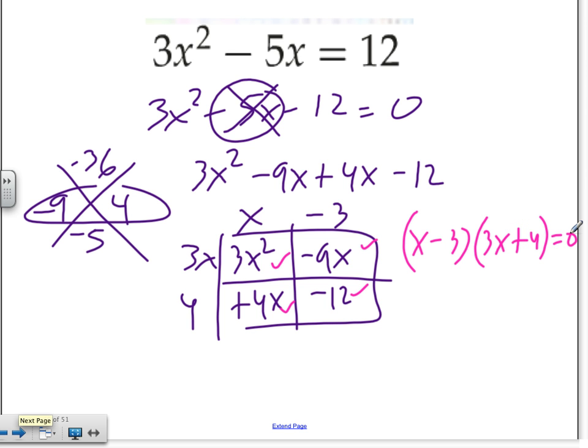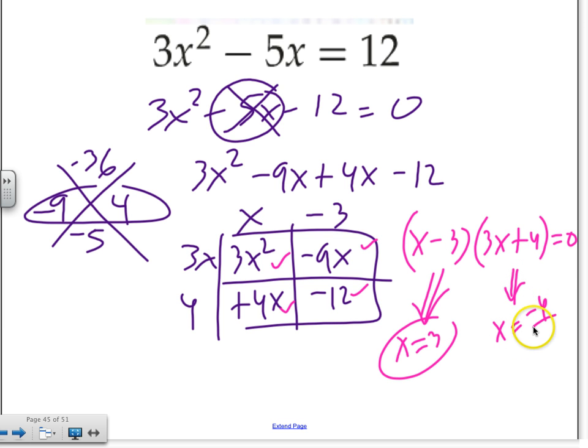If you got this far, you know the rest is going to be simple, right? What's my first answer going to be for this one? 3. And what about this one? Negative 4 thirds, right? Minus 4 divided by 3. And these are my roots, okay?